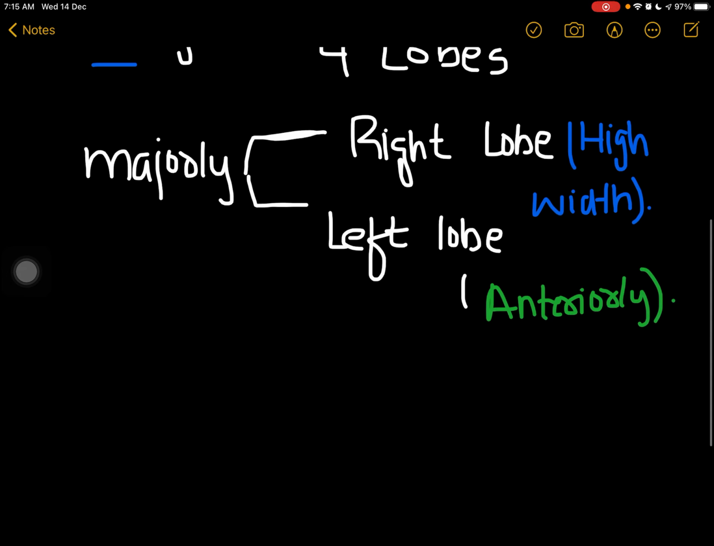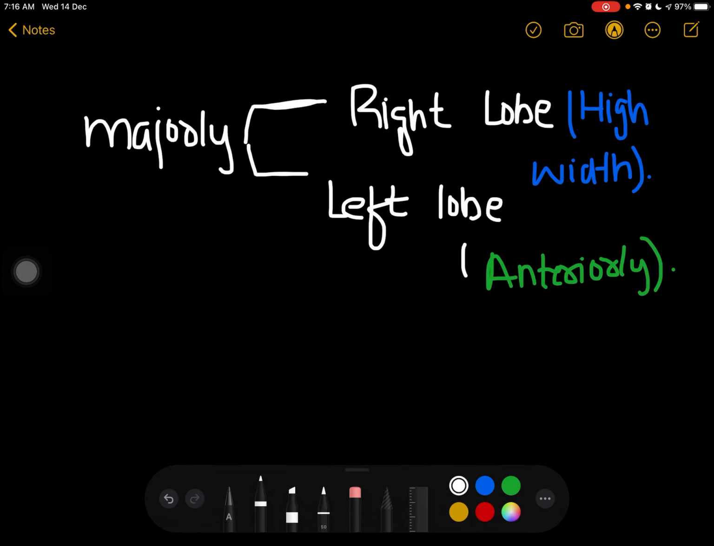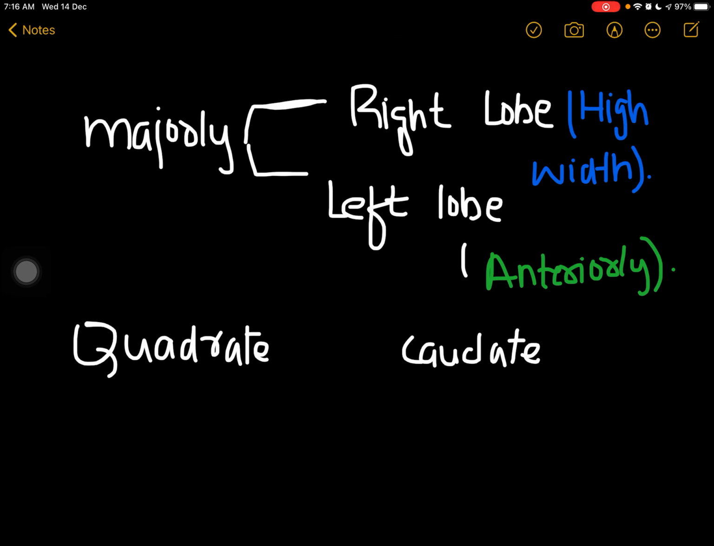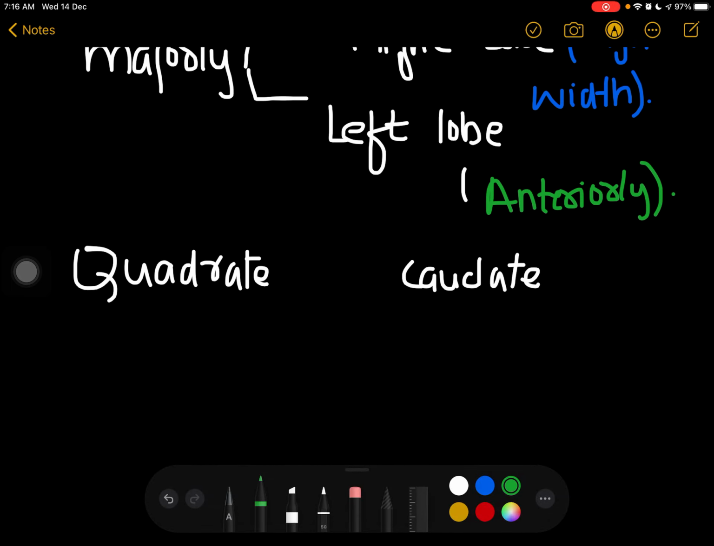Now we have two other lobes which are known as quadrate and caudate, right? So these both are quite minor. These both are small lobes which are located on the posterior side.